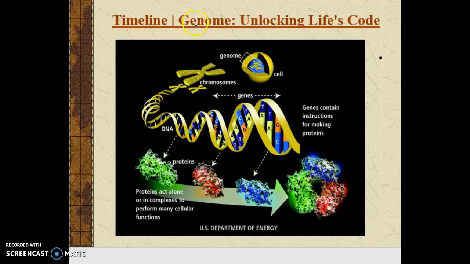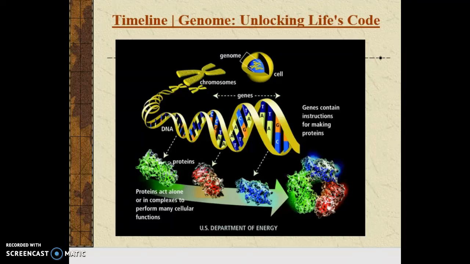Here's another link, the timeline of the genome. It's called Unlocking Life's Code, and it looks at the history of how the Genome Project came to be. So we want to get a little bit of a background on the history before we jump into what we're doing and then look at the possible future. Okay, so again, there's another link there. If that breaks, go back to the main genome website and then search for the timeline.